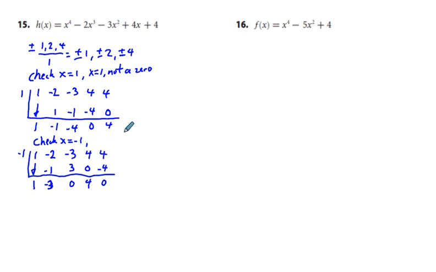So I'm going to write this over here, put x equals negative 1, because that is a 0. If we add 1 to both sides of this equation, we get x plus 1 is equal to 0. So x plus 1 is a factor.